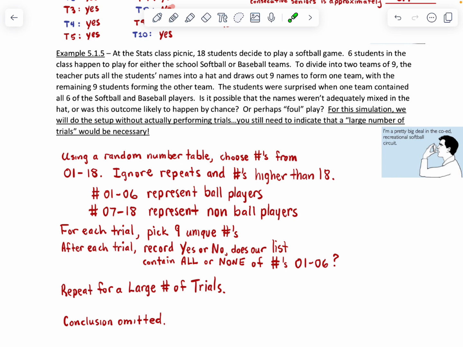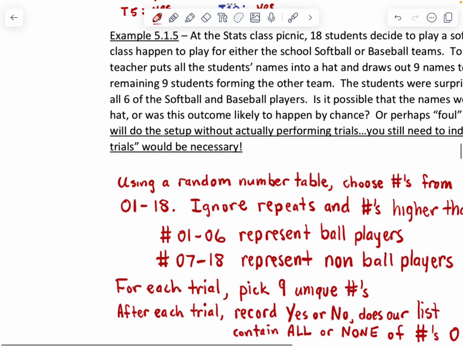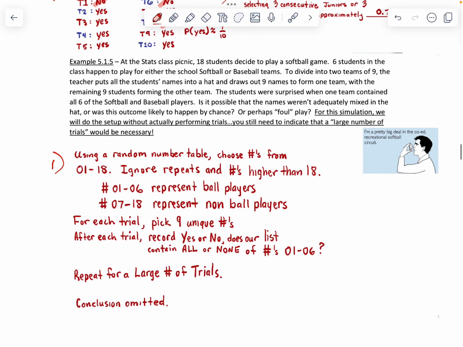Let's simulate choosing the 6 baseball or softball players out of the group of 18, okay? So for this model, step 1, what numbers are we going to use and what are they going to stand for? We don't have to use the numbers 1 through 100 here. We only have 18 students. So how about we only use the numbers 1 through 18 and we ignore repeats and any number that's higher than 18 because it's irrelevant to this problem.